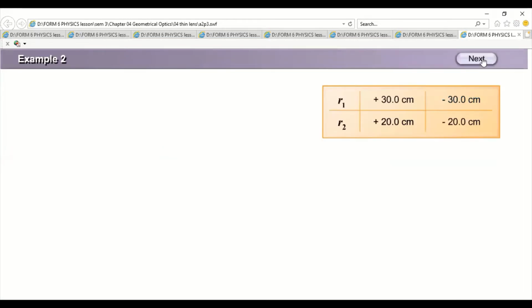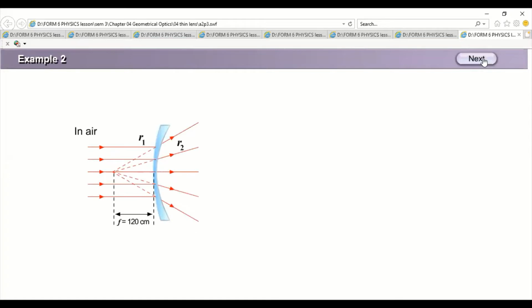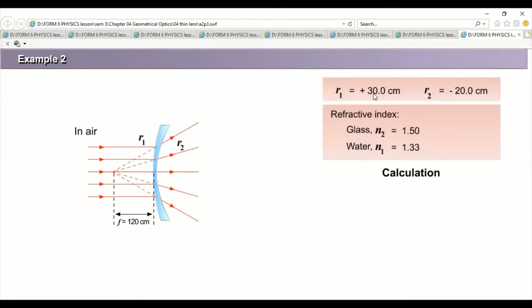Let's look at the second example. There is a diverging lens in air with a focal length of 120 cm. We notice that R1 is positive 30, the convex surface where the refractive index is lower, so it is positive. For R2, the second surface is convex where the refractive index is higher, so that will be negative. For the glass, the refractive index N2 is equal to 1.5, and N1 is 1.33 for water.